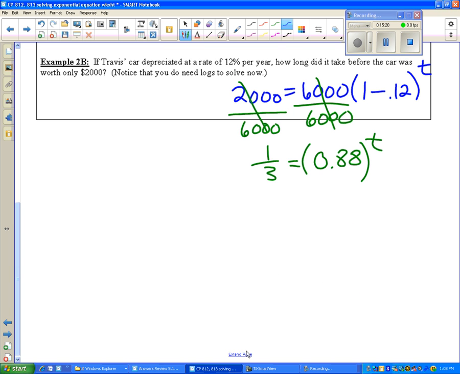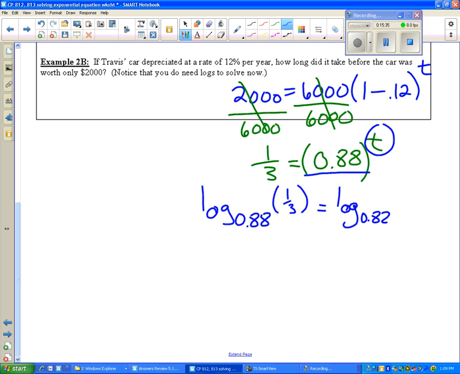I can use logs. I want to get t out of the exponent, so this is my base. So I'm going to do log base 0.88 of 1/3 is equal to log base 0.88 of 0.88 to the t power. Well, again, over here, the log and the exponent cancel, leaving t, and over here, log base 0.88 of 1/3 is going to be my answer.